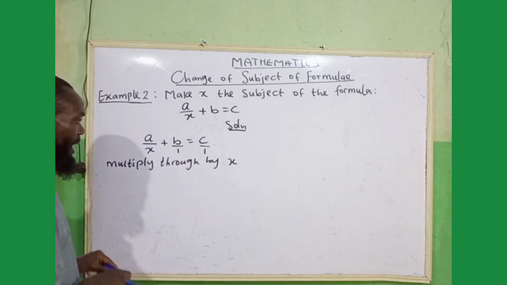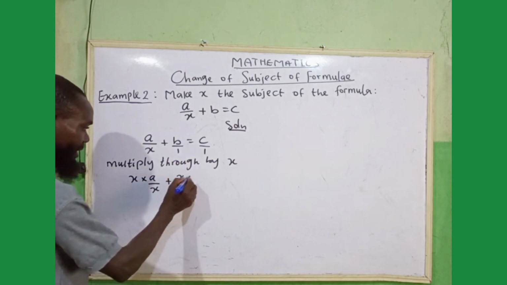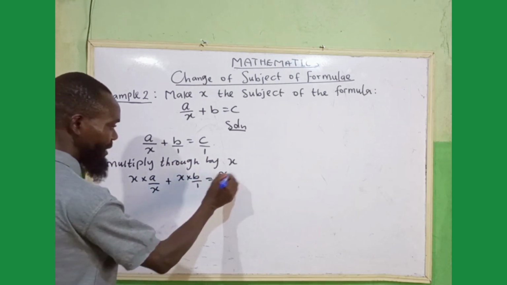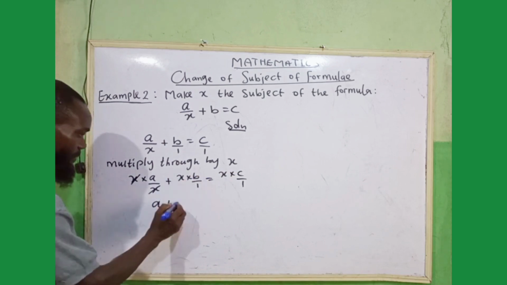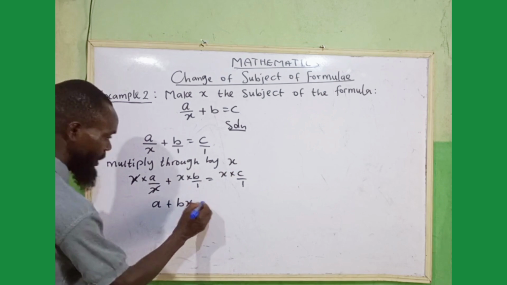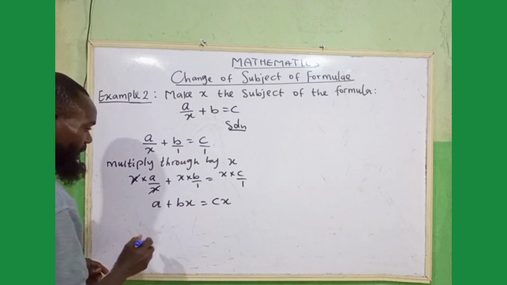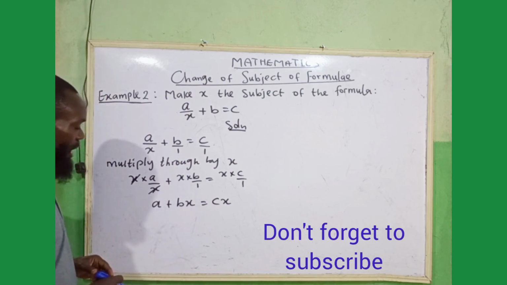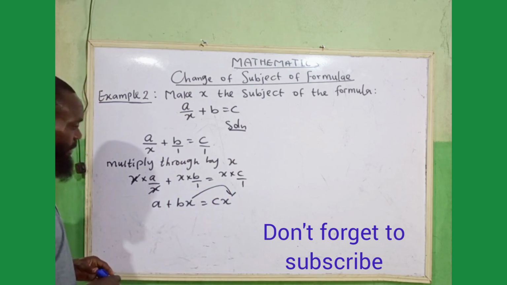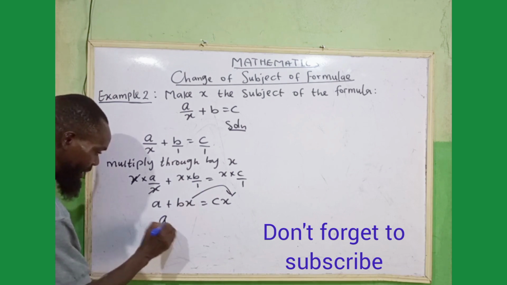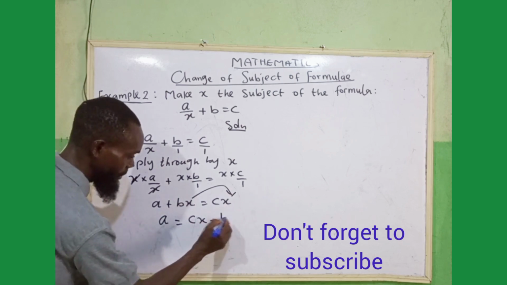Multiply through by x, I have x times a over x plus x times b over 1 equals x times c over 1. X cancels x, I have a plus x times b, bx equals x times c, cx. The next thing is to collect like terms. To collect like terms, let me take this bx here. If I take the bx there, I'm going to have a here equals cx, when the plus bx is coming here to the minus bx.